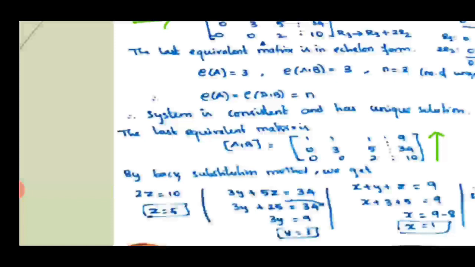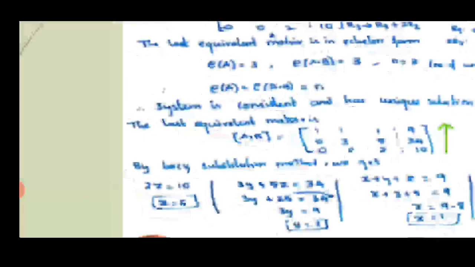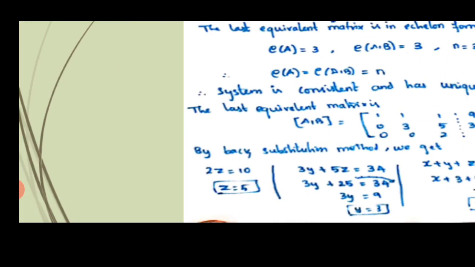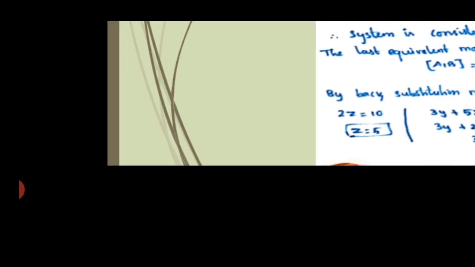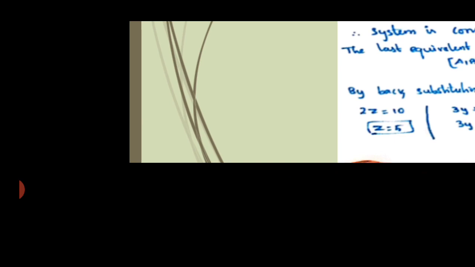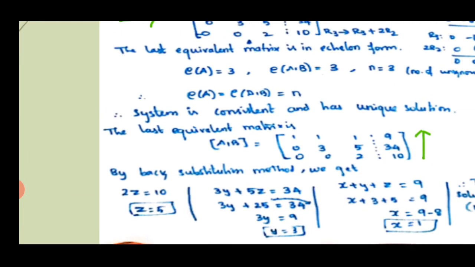In the last row you can see 0, 0, 2 and that line, then 10. So 0, 0 means the x coefficient is 0, the y coefficient is 0, but the z coefficient is 2. So I multiply the 2 with z and get the equation 2z equal to 10. So 2z equal to 10 means z equal to 5.